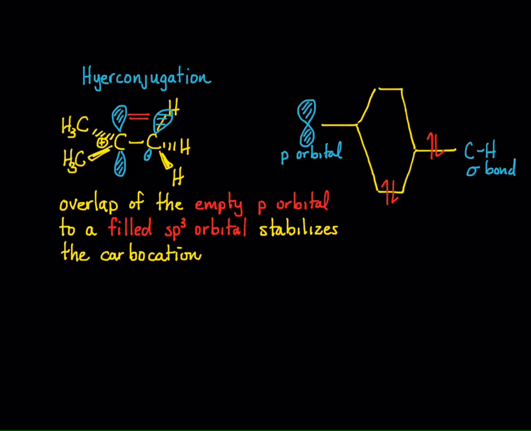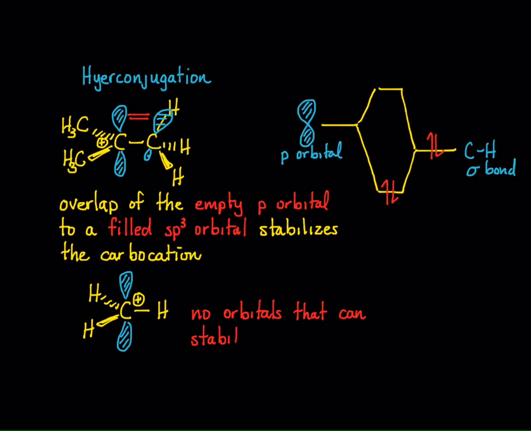So we'll take a look at that a little bit later on. Now, why can't a methyl carbocation do this? Well, if you look at the methyl carbocation, you see that there are no orbitals that can overlap. It pays close attention to the orbitals that are overlapping. The carbon-hydrogen bond is not overlapping. It's an adjacent bond that is overlapping.